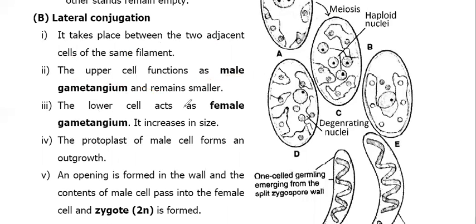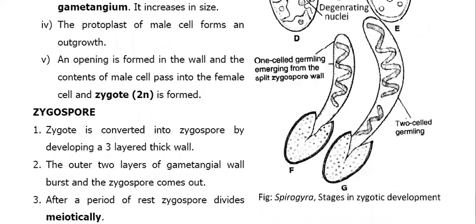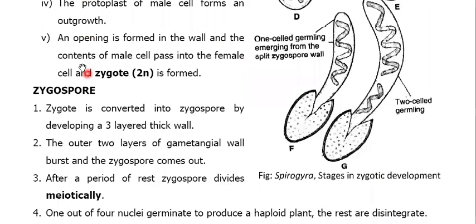The upper cell functions as the male gametangium and remains smaller. The lower cell acts as the female gametangium. It increases in size. The protoplast of male cells forms an outgrowth.